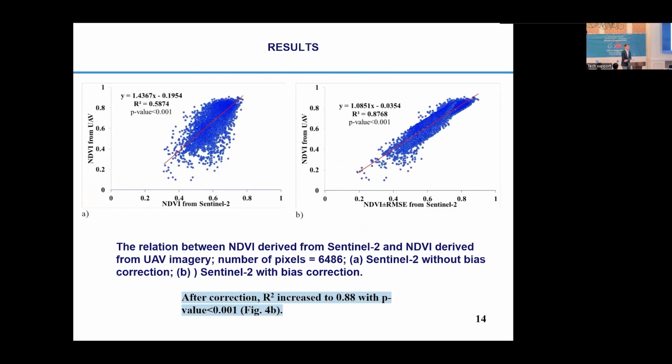Здесь вы можете видеть наши результаты: для NDVI рассчитывалась прямая линейная зависимость. Коэффициент детерминации R в квадрате для некорректированных снимков на рисунке A составляет 0,5, данные очень разбросаны. После внесения коррекции по нашему методу через среднеквадратическую ошибку разброс стал меньше, и точность увеличилась с 0,5 до 0,8. То есть точность возросла на 30% с применением нашей коррекции.